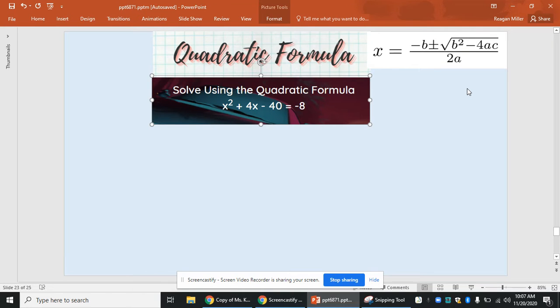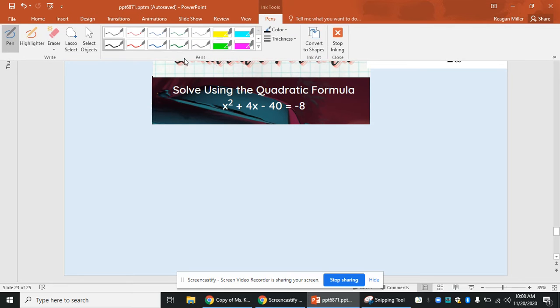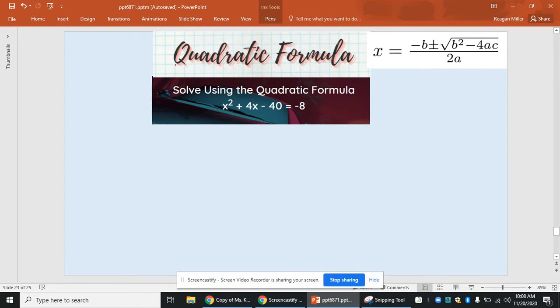Hey y'all, let's talk about the quadratic formula and how you solve problems with it. So the quadratic formula is this big, huge thing over here. I would say it's pretty dang important that you learn it, memorize it, write it 1,000 times if you need to, whatever you need to do to remember this over here.